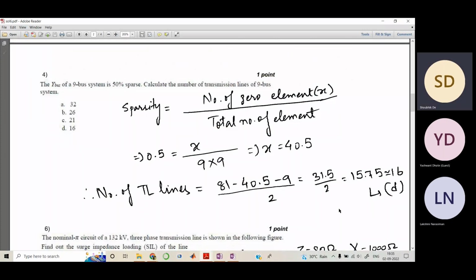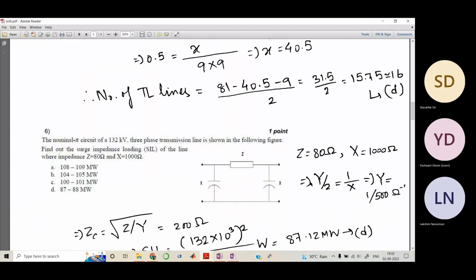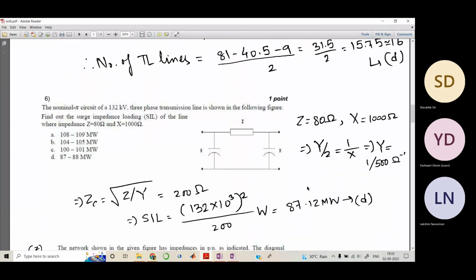Yes. Okay. Now, again, there is some confusion with this.